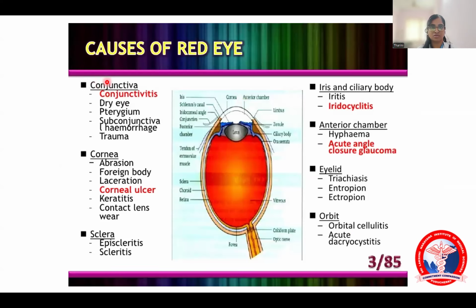In the conjunctiva, it is due to conjunctivitis, dry eye, pterygium, subconjunctival hemorrhage, trauma. In the cornea, it may be due to abrasions, foreign body, laceration, corneal ulcer, keratitis, contact lens wear. Sclera, usually due to episcleritis or scleritis. Iris and ciliary body, it is due to iritis or iridocyclitis. Anterior chamber, it is due to hyphema or acute angle closure glaucoma. Eyelid, the problems include trichiasis, entropion and ectropion, orbital cellulitis, and acute dacryocystitis.